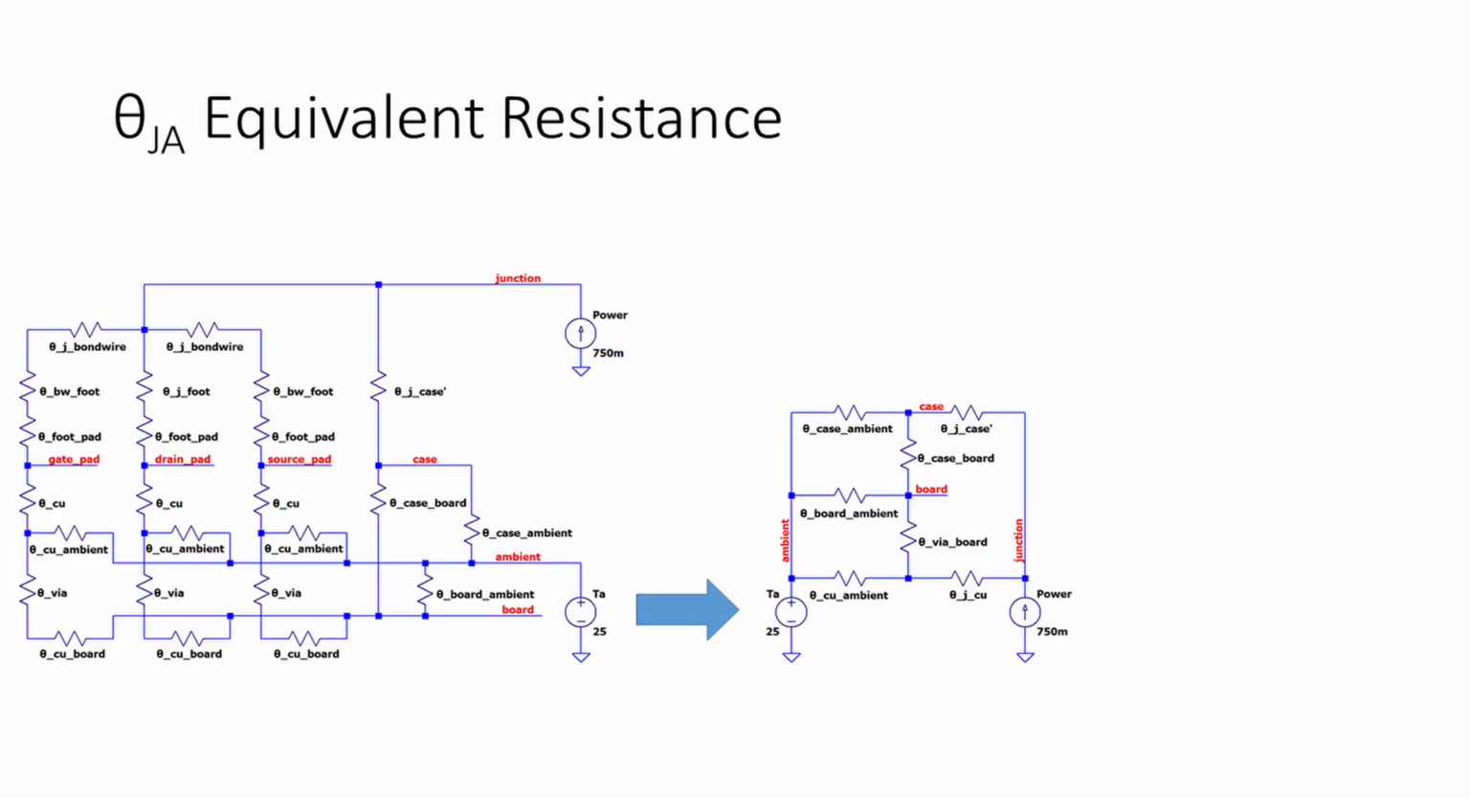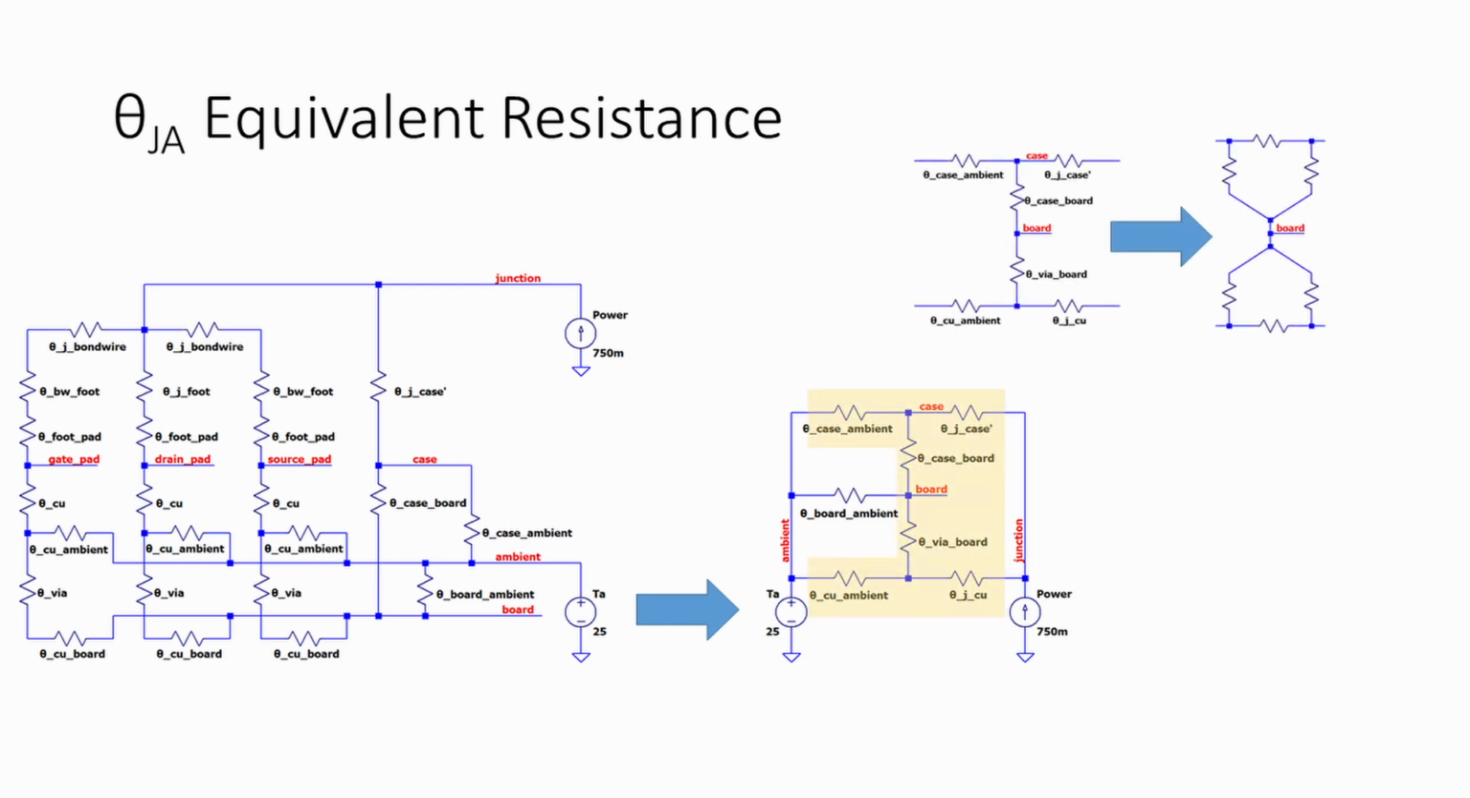One is to assume that theta case to board is much higher than the other resistances shown and remove it from the circuit. This is likely to be true since there's no good thermal path directly between the case and the board. The path of least resistance is through the feet of the package. Making this simplification allows you to continue with combining series and parallel resistors until only a single resistor is left.